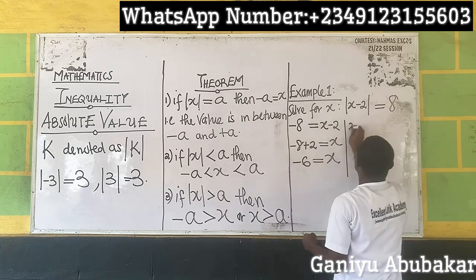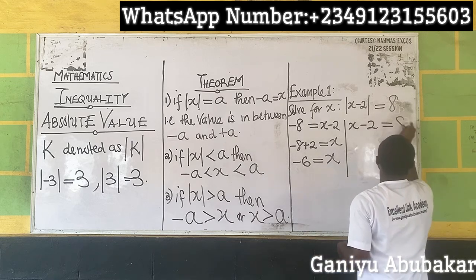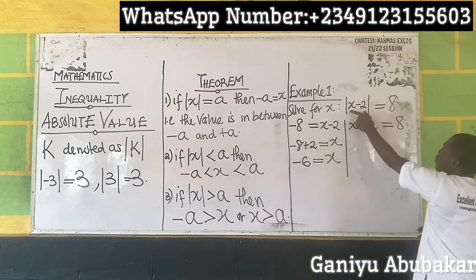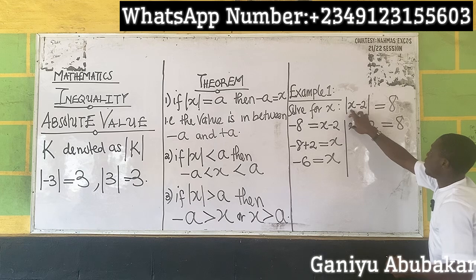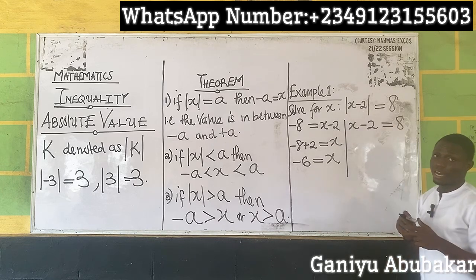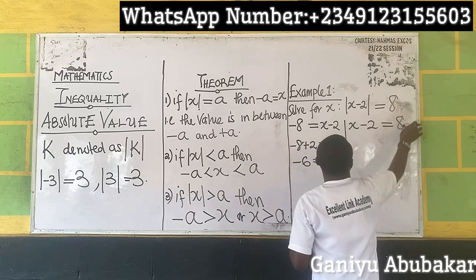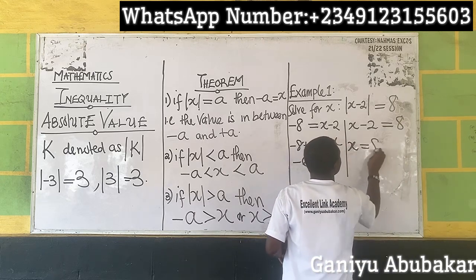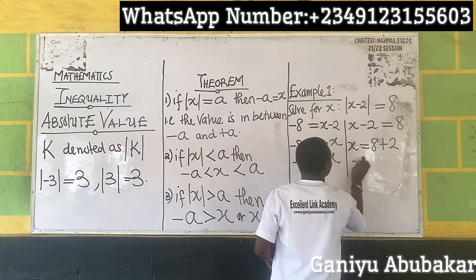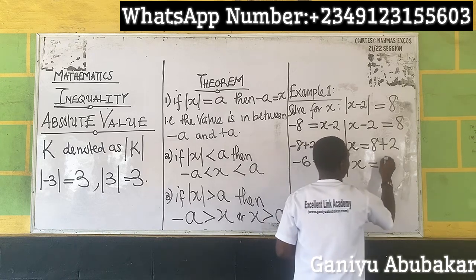Let's now apply this normally for what we know. I'm having x minus 2 equal to 8. So the second task is to solve it normally this way. Pick it out as a normal expression or multiplication. Take this one here, I'll have x gives you 8 plus 2. x is equal to 10.